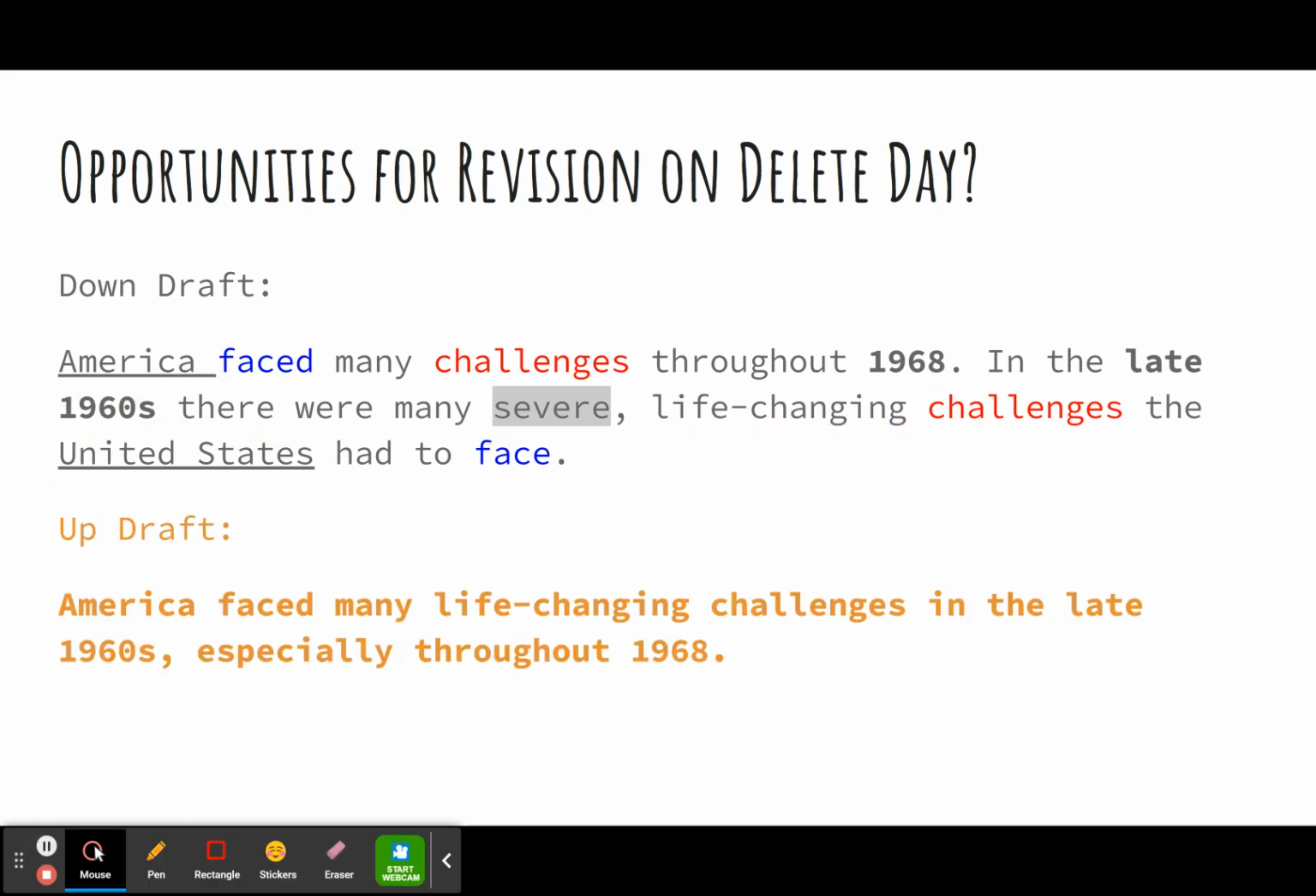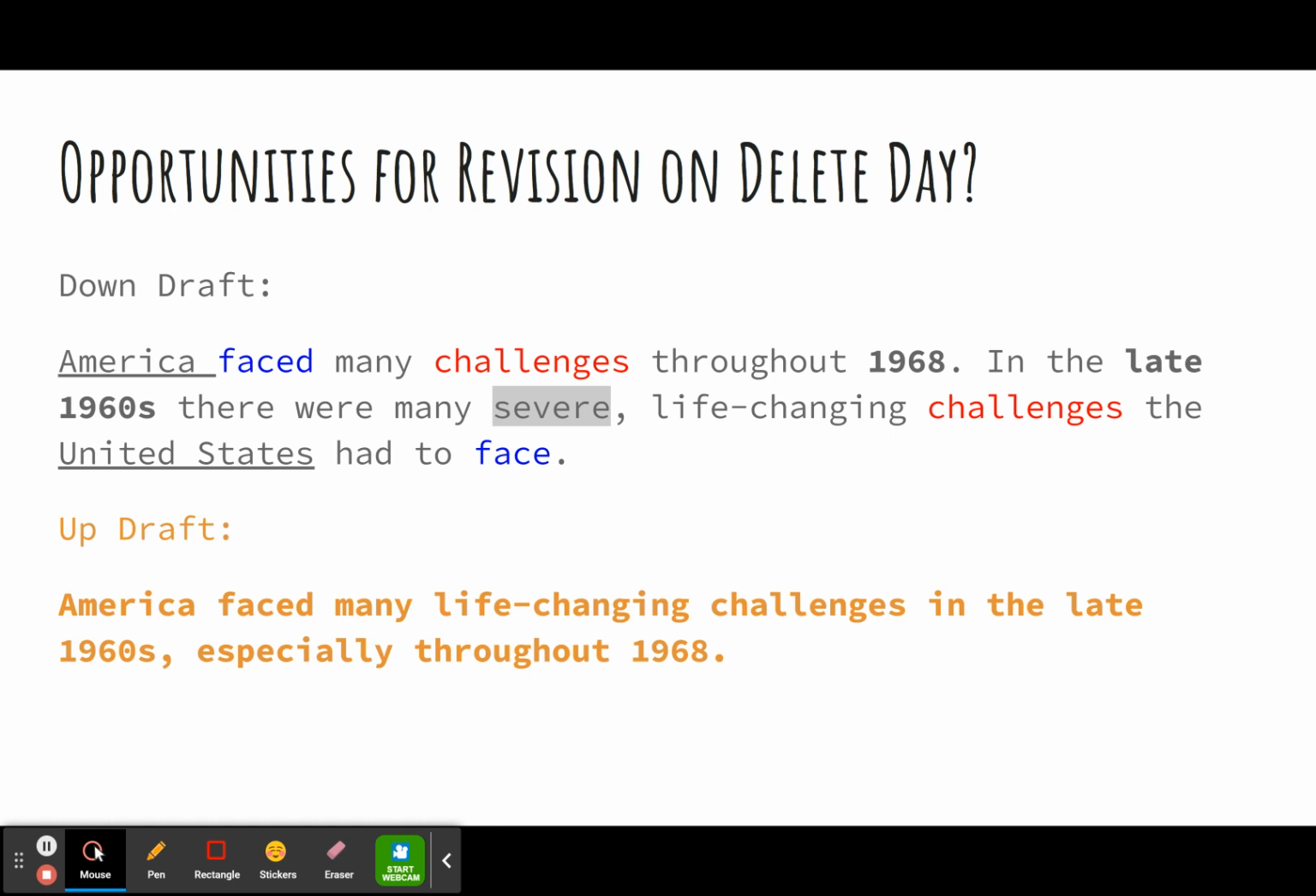So if I was going to write a better version of that sentence in an updraft, I would say America faced many life-changing challenges in the late 1960s, especially throughout 1968. So you get rid of that repetition in both counts with the faced and the challenges. You keep the important details like the actual year versus the decade. So you're going from something more general to more specific, which is a good move at the beginning of a paper. And you're still staying focused on, you've got life-changing challenges.